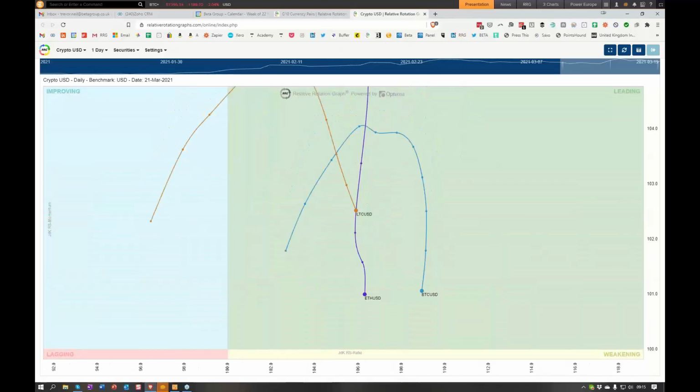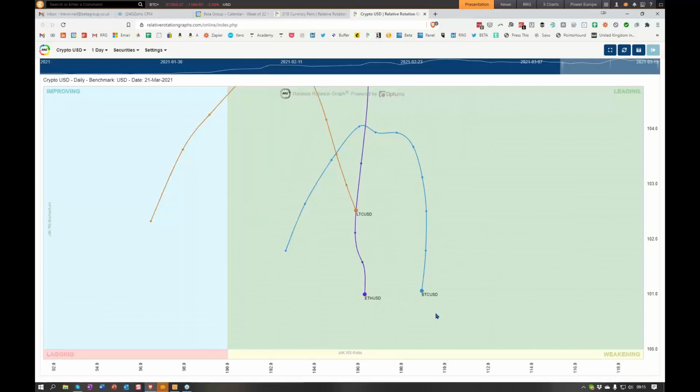There we go. Maybe stretched out a bit too far. So what have we got? We've got the dollar in the middle. All these are to the right of the dollar. That means they're stronger than the dollar. They're all in the top right-hand leading quadrant. That means they've got positive momentum as well.